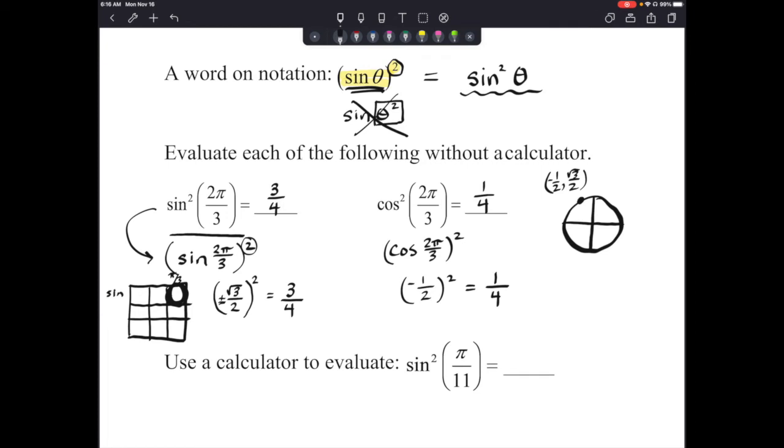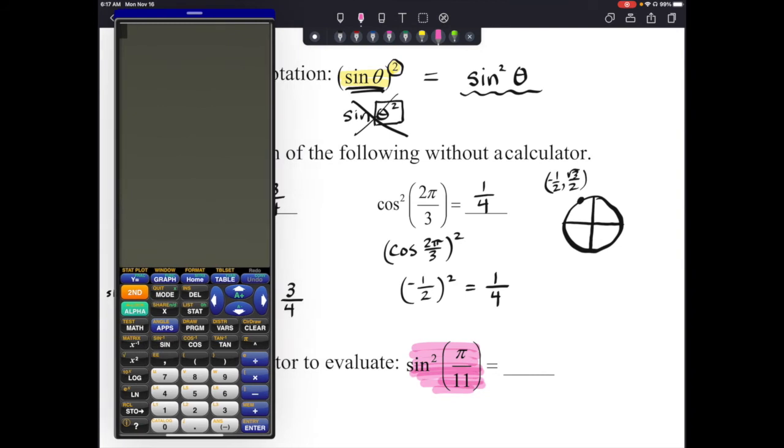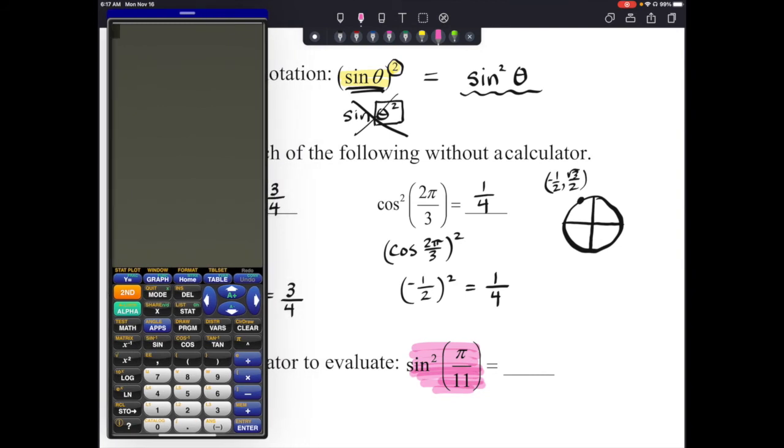If we have an angle, though, that does not appear on our unit circle, or one of our special angles anyway, for instance, at the bottom we have finding the sine of pi over 11 squared. Okay, so this one down here is what we're talking about. Sometimes we have to use the calculator. So when we take it and we try to put it in the calculator, we're not going to type it in the same way we see that there. If we get out our calculator and I want to find the sine of pi over 11 squared, here's what we're going to do.